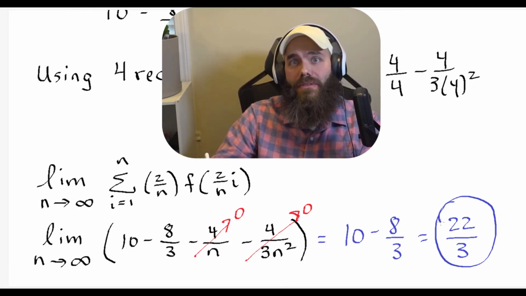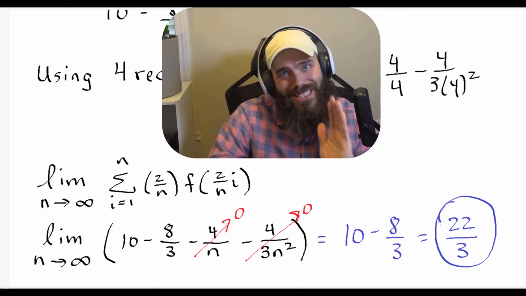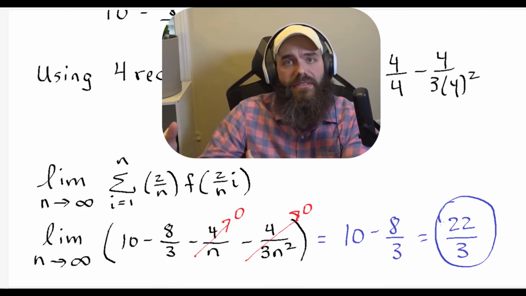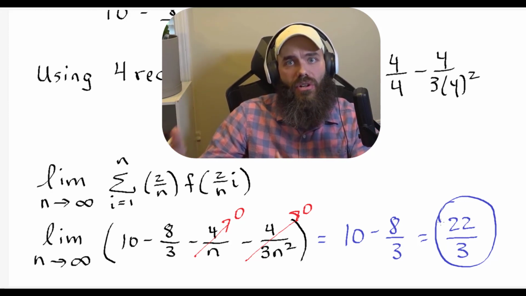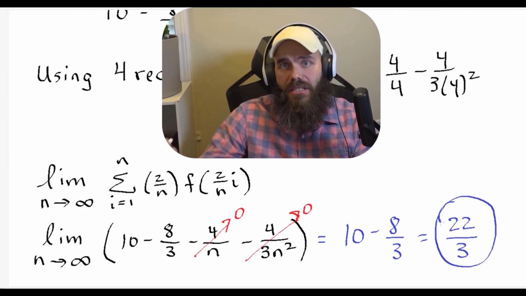f of x is equal to 5 minus x squared from 0 to 2. That is the foundation of knowing how to calculate the area under a curve using that limit and summation notation.